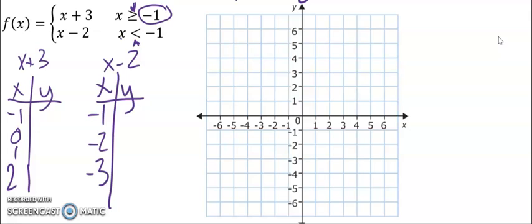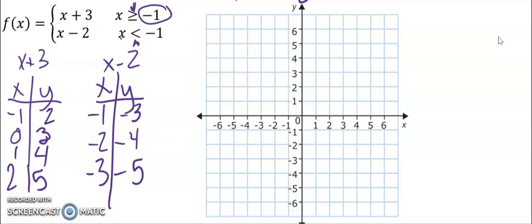So -1 plus 3 is 2. 0 plus 3 is 3. 1 plus 3 is 4, and 2 plus 3 is 5. So it gives us enough points. Then we're going to plug the -1, -2, -3 into the second equation. -1 minus 2 is -3. -2 minus 2 is -4. And -3 minus 2 is -5. So let's plot each of these.